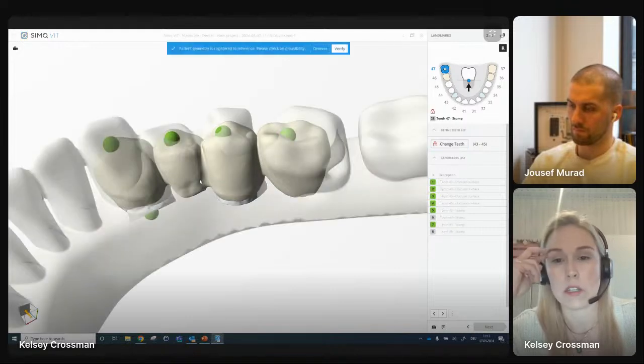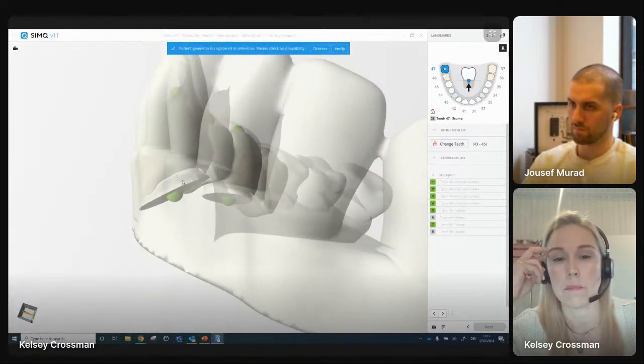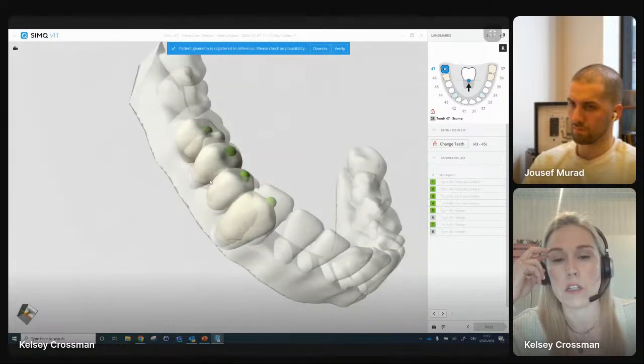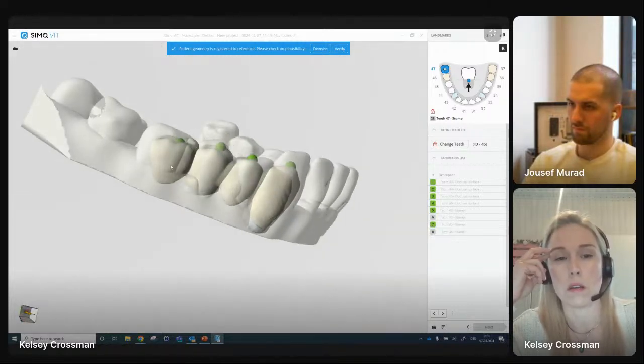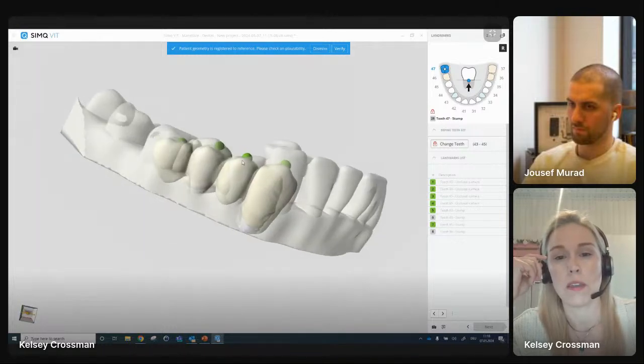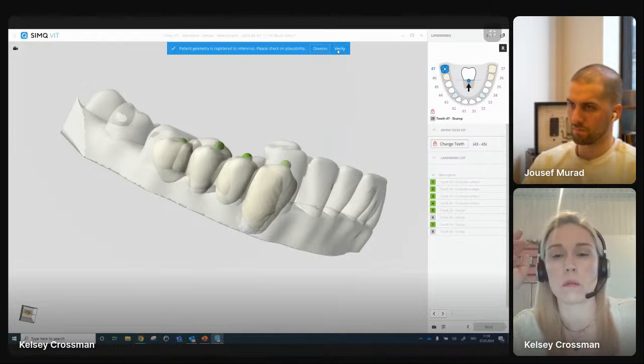So you would click register, and what this does for this workflow is register to a known patient reference model. You see the mandible here and the patient-specific teeth here, and they have this reference model. So you can verify it's in good shape and overlapped well, so it's plausible, and we click verify.